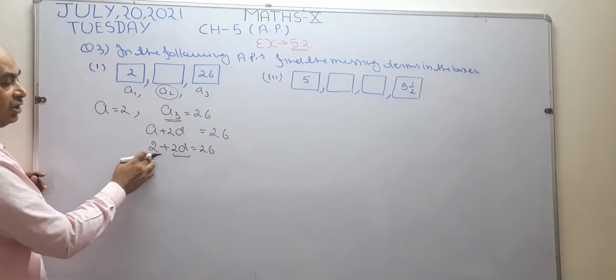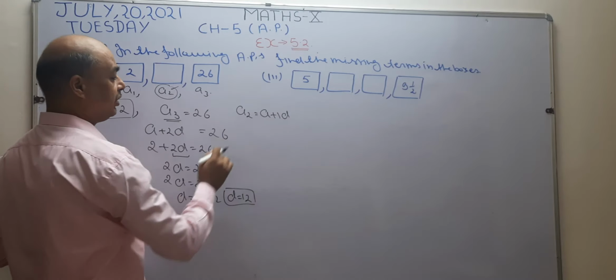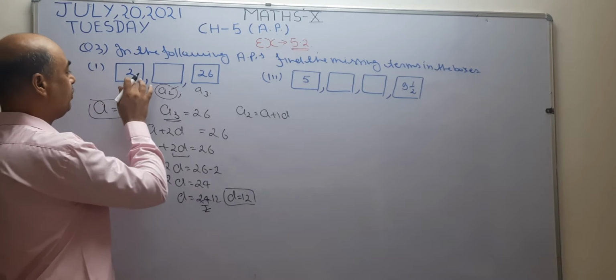After getting the value of A and D, we have to check its second term. Now I am going to find the value of the second term. To find the value of the second term, the formula is A plus 1D. Okay, I want to use the formula for finding the second term. The formula is A plus 1D. So what is the value of A? The first term of the AP is 2.